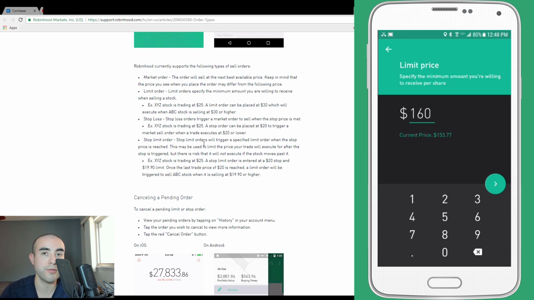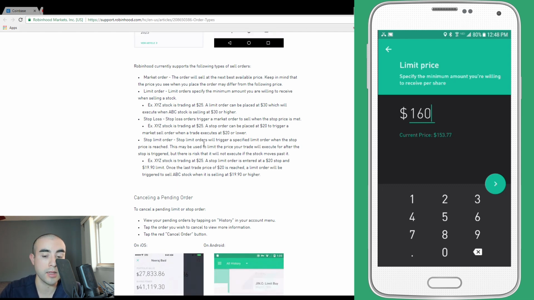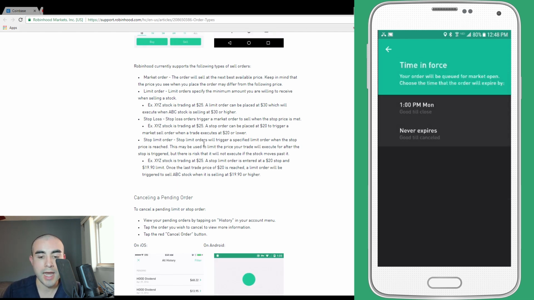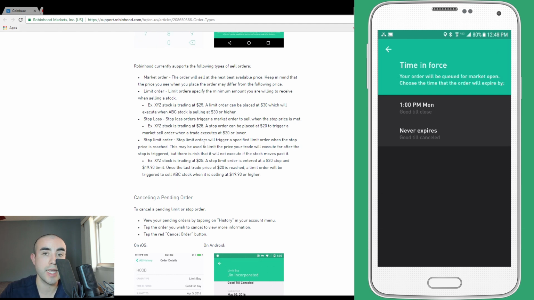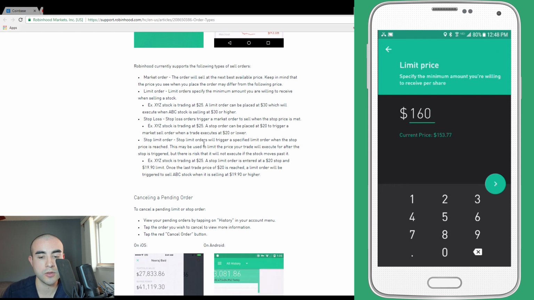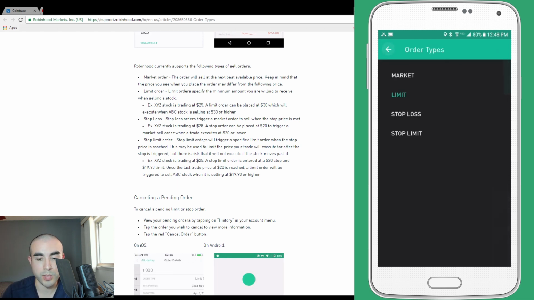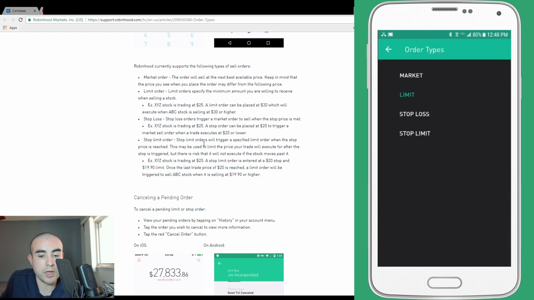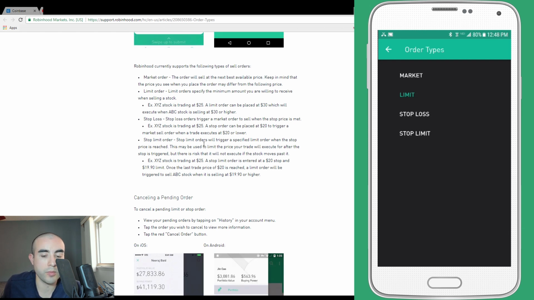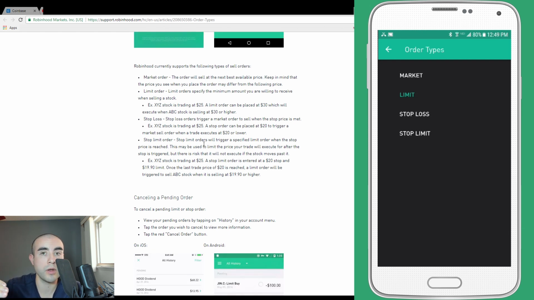I don't have to be by my phone. I don't have to go in there manually and sell it. And as you can see, I could set this to be enforced until the end of the trading day or good until canceled. Those options are also there for selling just as they were for buying. That's probably the one I use most often in terms of selling, the limit order, because I like to sell at my price point when I want to sell.